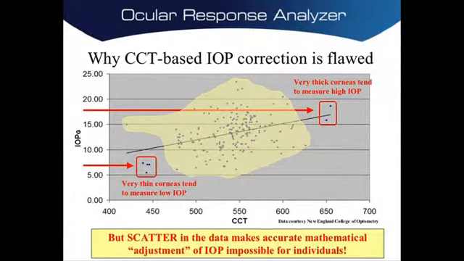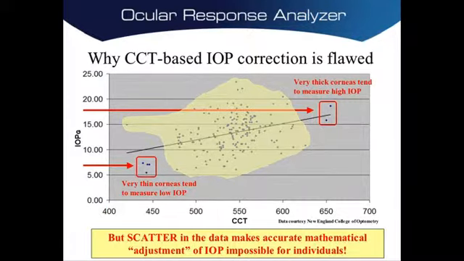Let's look. It's really actually easy to understand why. Here's a chart of the Goldman measured IOP and the central corneal thickness. And as we can see, there's one outlier person here that has a very thin cornea of 450 microns. And that cornea, that eye, measures very low on Goldman tonometry.